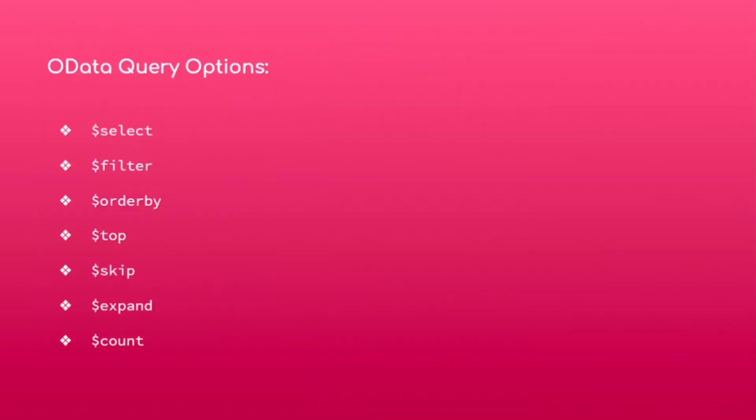So let's understand the operations I have mentioned. These are all the main operations that can be performed by OData: select, filter, order by, top, skip, expand, and count. These are the main OData query options. We are going to understand each of these key features by implementing them in our sample demo.